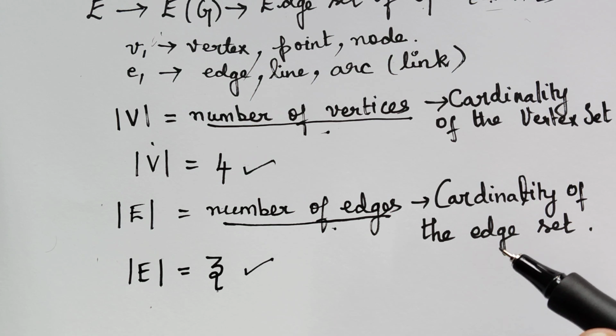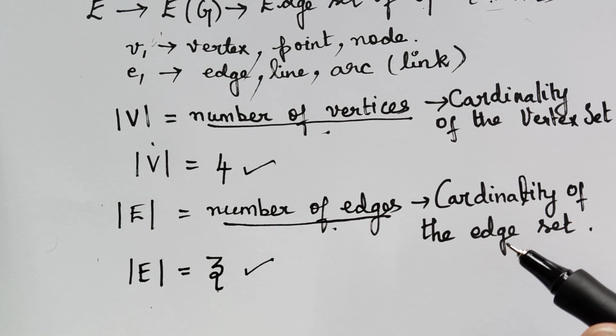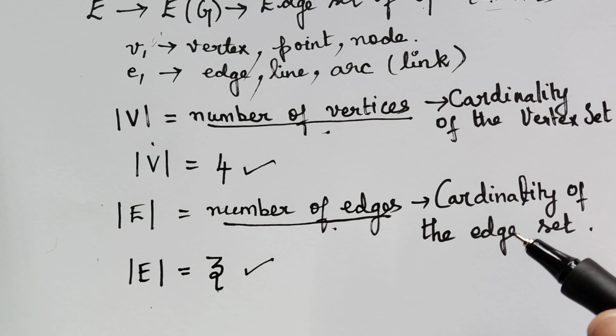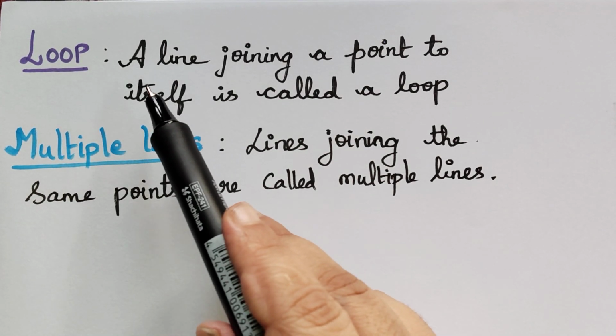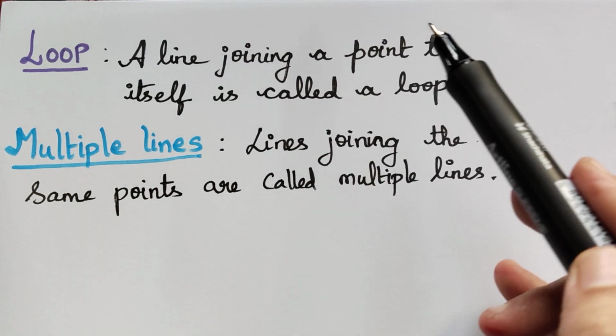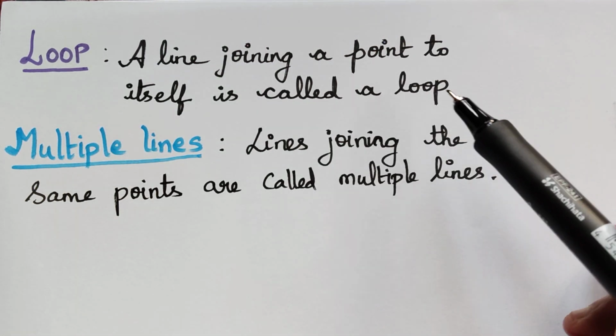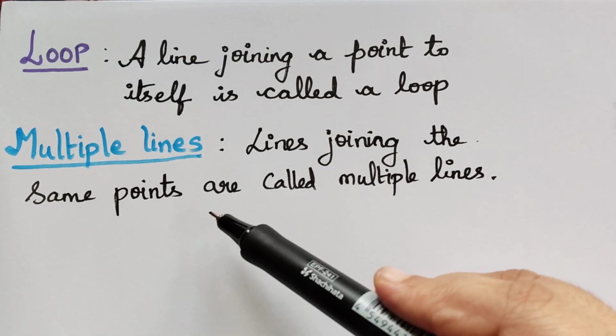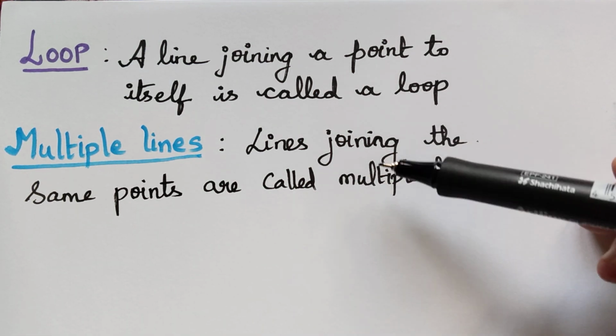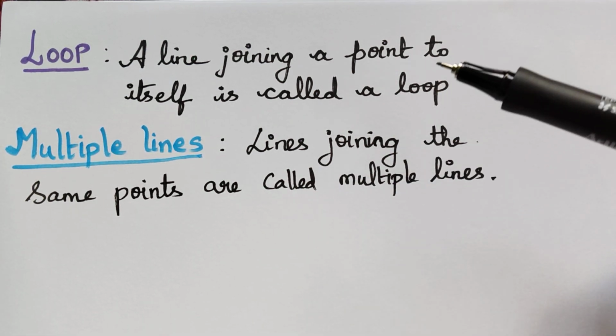With this basic knowledge, we will further learn what are loops and multiple lines in a graph. So now here we have a loop. What is a loop? A line joining a point to itself is called a loop. And what are multiple lines? Lines joining the same points are called multiple lines. We will learn this with the help of an example.